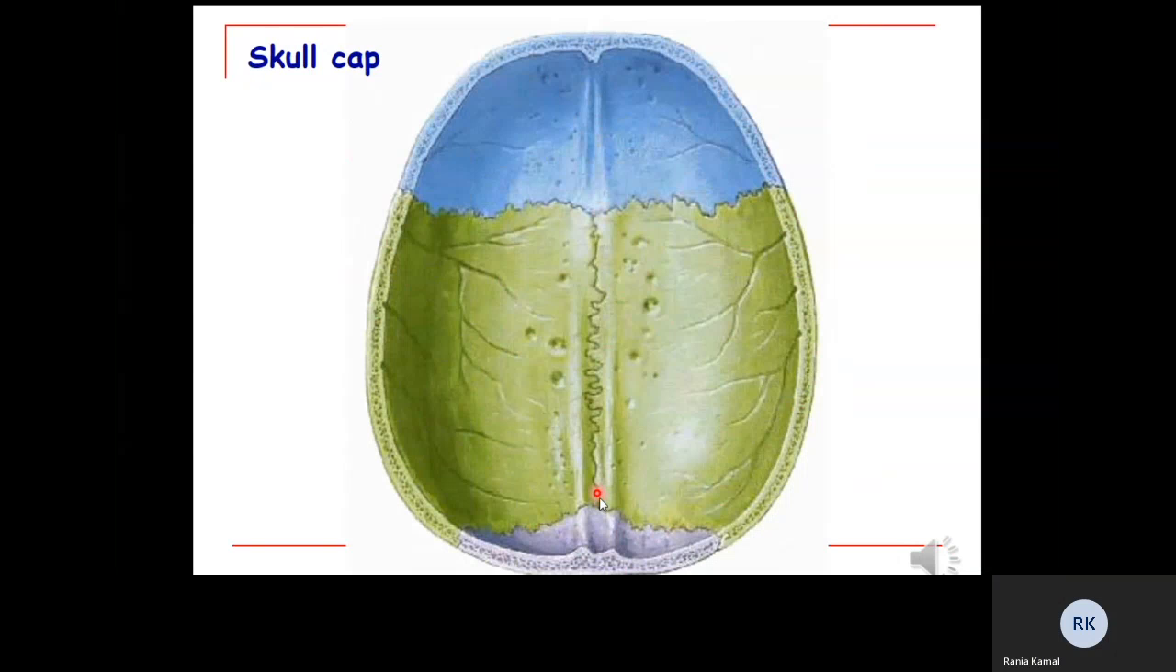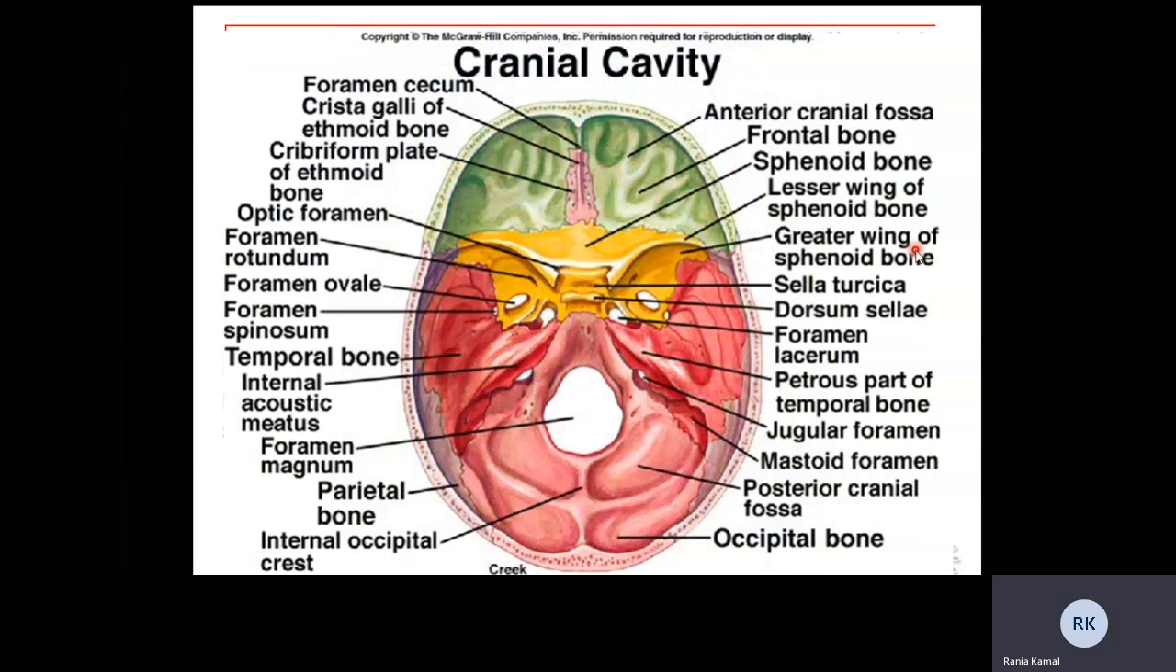Those are the impressions of the middle meningeal artery, and those are the lacunae laterales, or grooves for the lacunae laterales, which are the lateral projections of the superior sagittal sinus. Then we will move to the cranial cavity, which is full of detail and divided into the anterior cranial fossa, middle cranial fossa, and posterior cranial fossa.